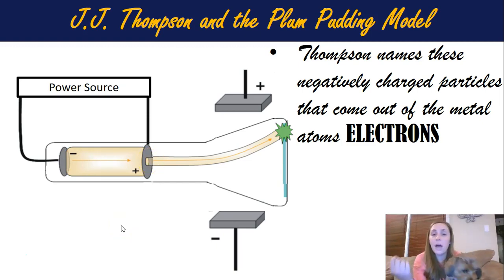The other thing to know is Thomson figured out the size of these really tiny electrons, and he figured out that they were so small. If you compared them to a hydrogen atom, they were tiny. So they must be subatomic, or smaller than the atom, particles. So that's how he knew that it came from the atom.